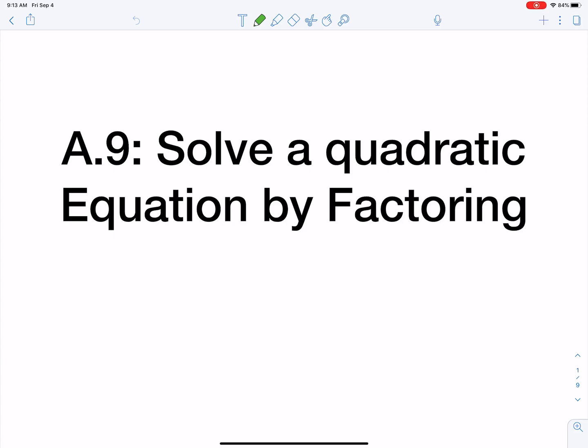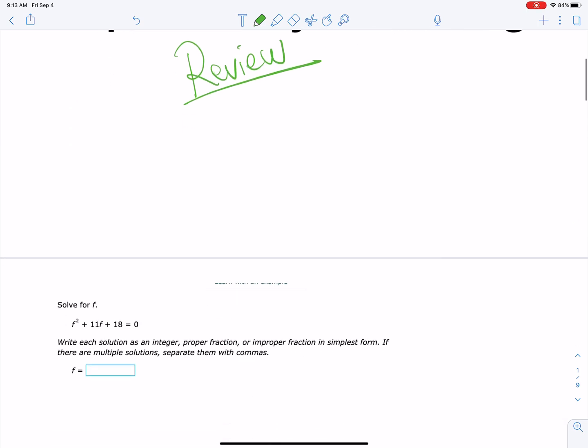Hey everyone, welcome to 8.9 on IXL. Solve a quadratic equation by factoring. So for you geometry people, this is going to be a review. This is what I saw come up the most in what you guys forgot on your circuit training. So I thought this would be a really great first step for us to start with.